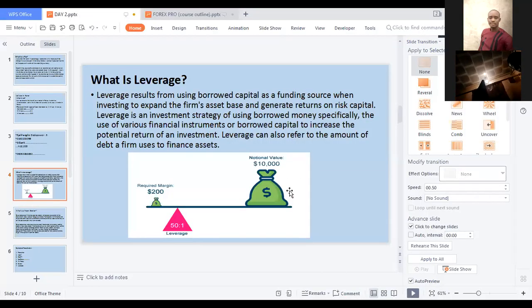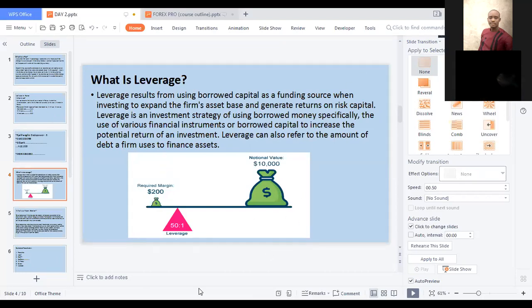Leverage. Leverage results from using borrowed capital as a funding source when investing to expand the firm's assets. So that is leverage. I have a certain amount of money in the forex that I want to trade with. So what happens? The brokers will say, "You have this kind of money. Let us give you a suitable leverage at which you can use, in which your money will be appreciated in the market." How do I go about it?